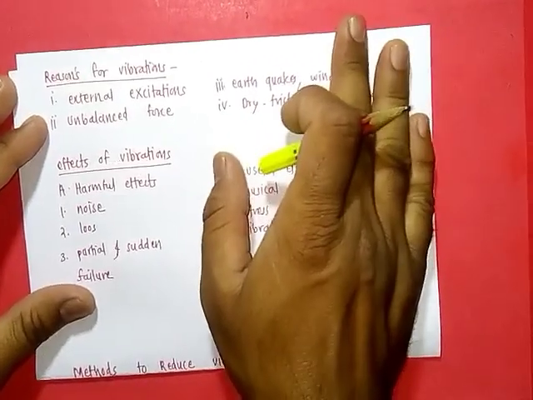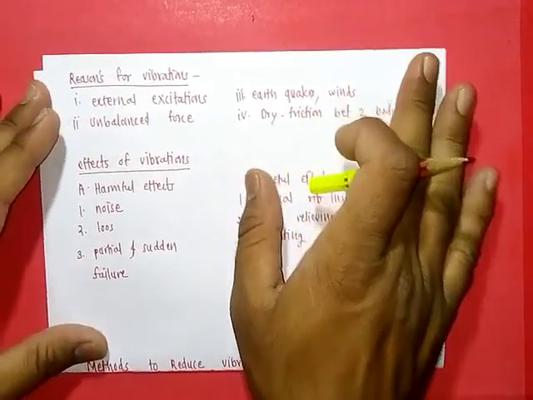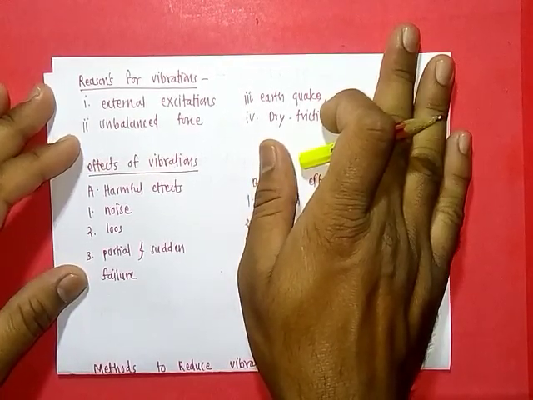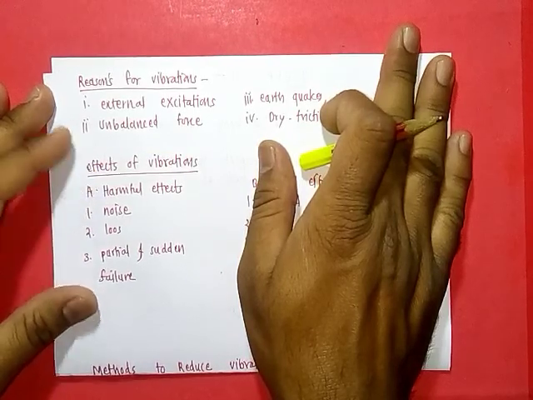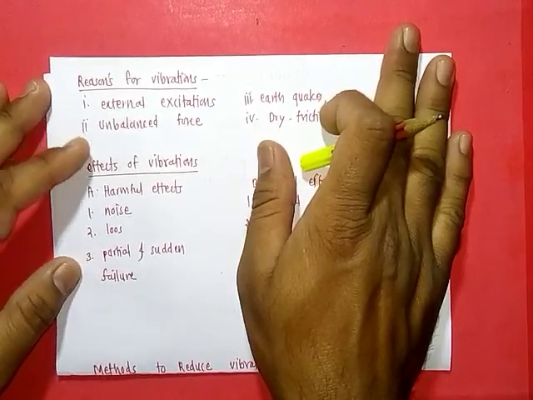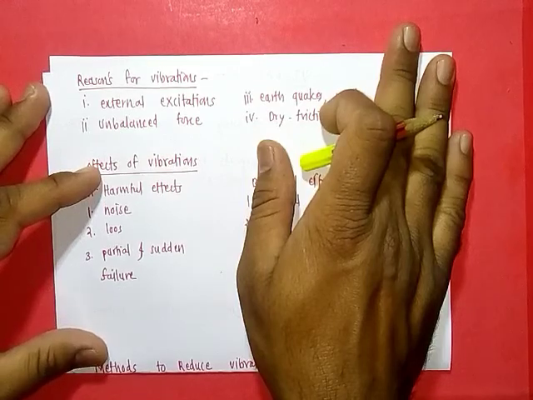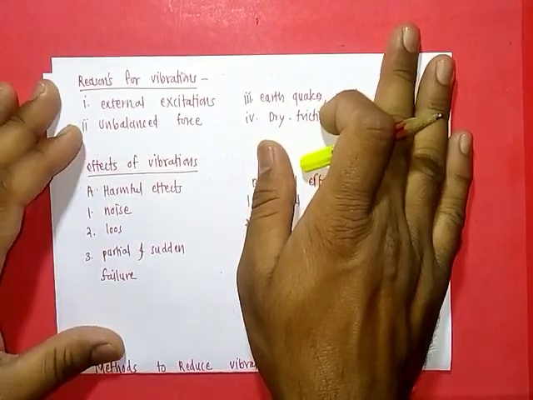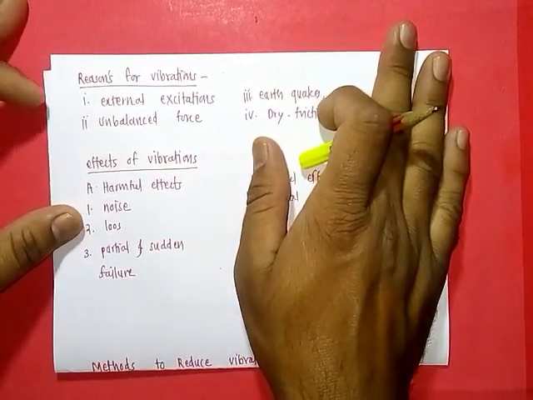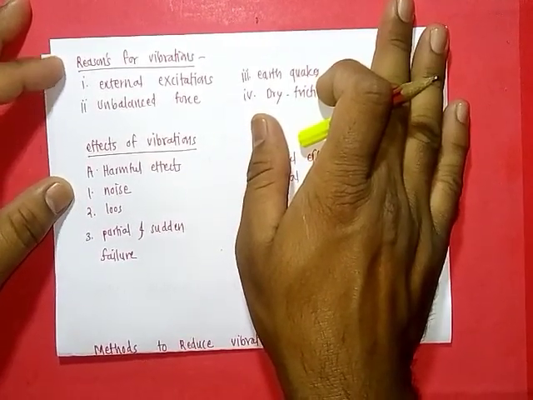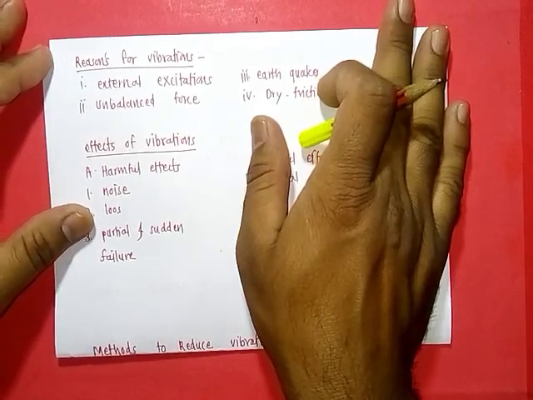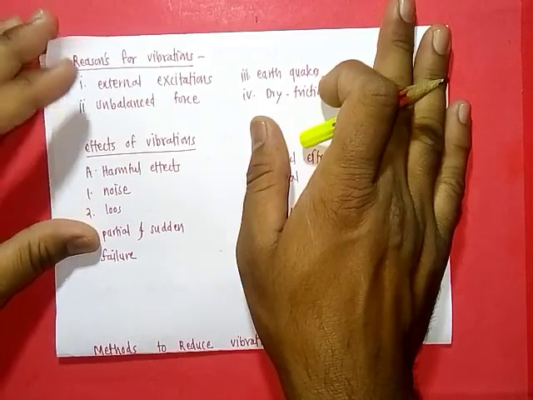Then what are the effects of vibration? First, we will see the harmful effects. When there are vibrations, it will produce noise. So vibration generates noise, which is a harmful effect. Then it is also responsible for loosening of parts of a machine, so joints become loose. This is again a harmful effect of vibration. Next, it can cause partial or sudden failure of the system due to vibration. So these are the harmful effects of vibration.